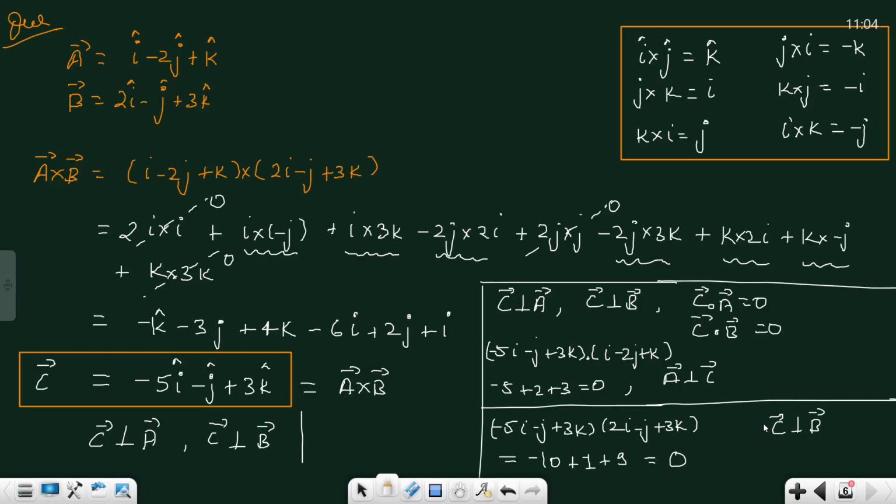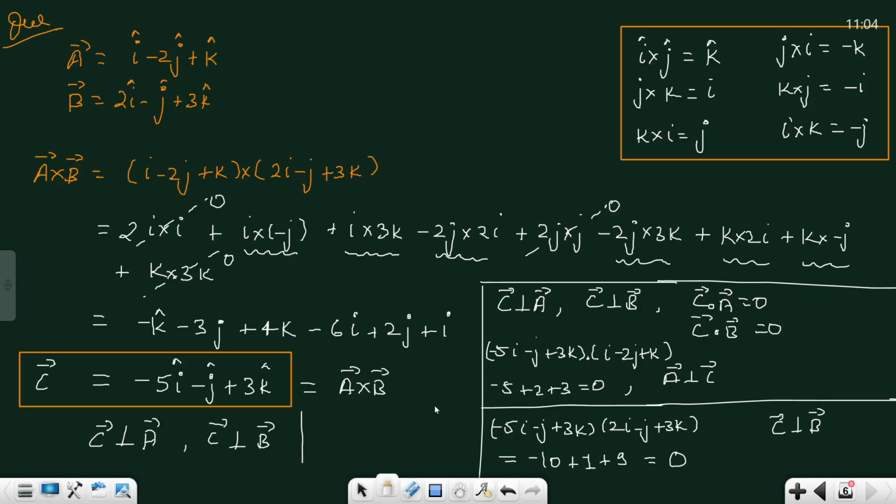Sir, for i into minus j you have written minus k cap. It should be plus k cap, right? Because j is in minus. Beta, the first term is i into minus j. I cross j is k. So this minus sign with that minus sign, it becomes minus k, right? Clear?